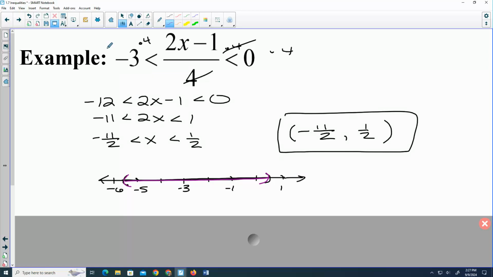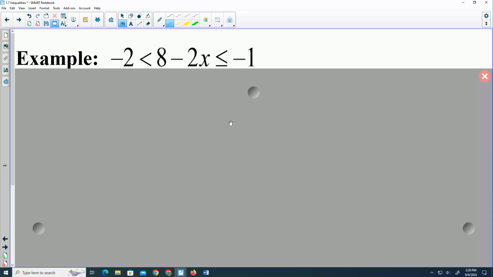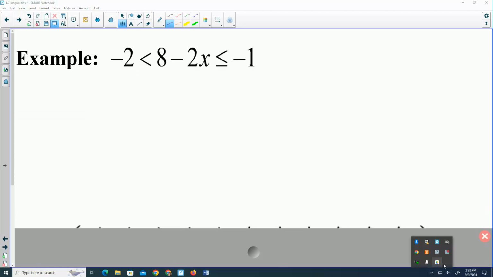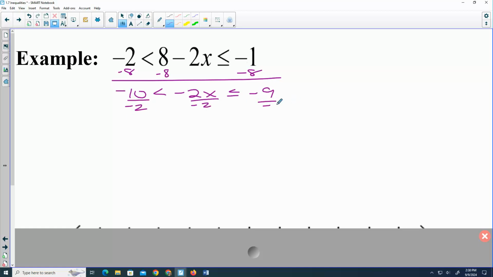Why don't you guys try this problem? So if we subtract our 8, negative 10 is less than negative 2x, is less than or equal to negative 9. When I divide by negative 2, what happens? Switches all of my signs. Okay, so this would be 5 is greater than x is greater than or equal to 9 halves, or 4.5.